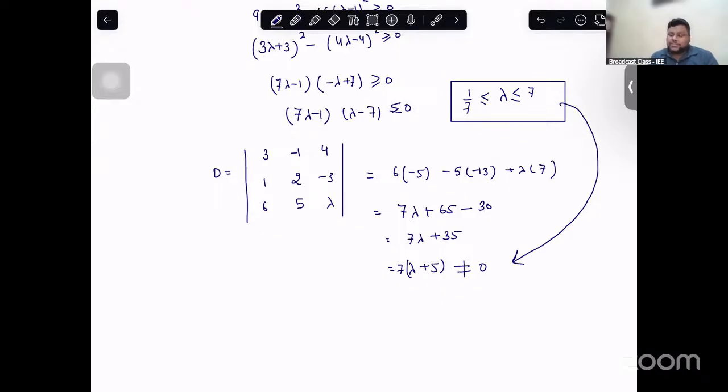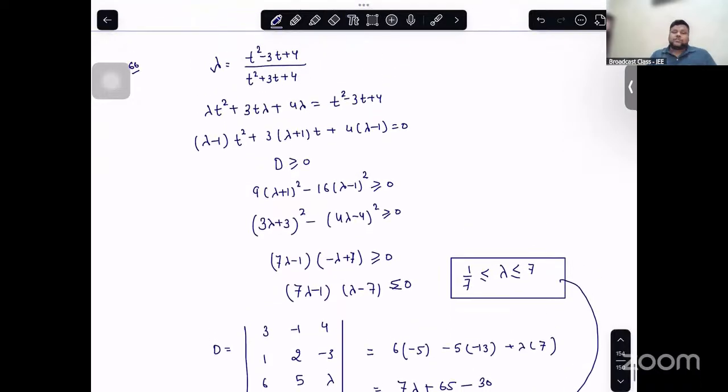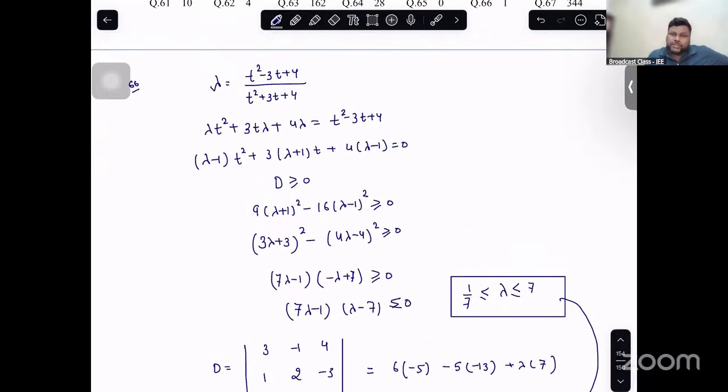That means for these values of lambda, this determinant is never 0. And if this determinant is never 0, you are always going to get a unique solution. Got it? They're asking for the number of solutions. So the number of solutions is going to be unique solution. That means the number is 1. One solution you are going to get. Whatever the solution is, we have no business with that. We don't have to calculate that.